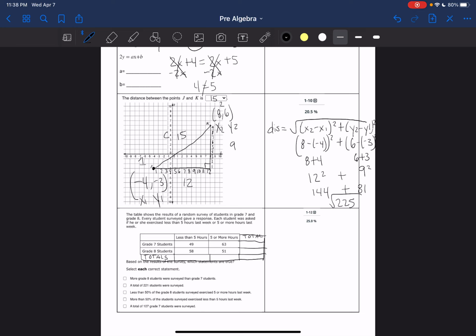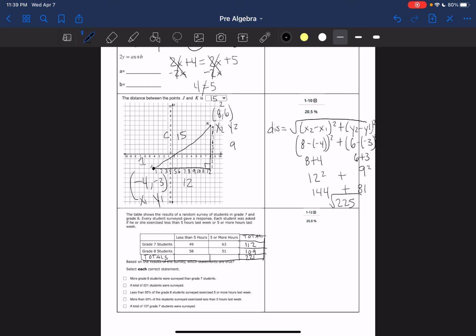So if I add up 49 and 63, that gives me 112, which is the number of 7th grade students that were surveyed. If I add up 58 and 51, that gives me 109, which would be the amount of 8th grade students that were surveyed. If I want to find out the total amount of students that were surveyed, I can add up 112 and 109 and see that there were 221 students surveyed.